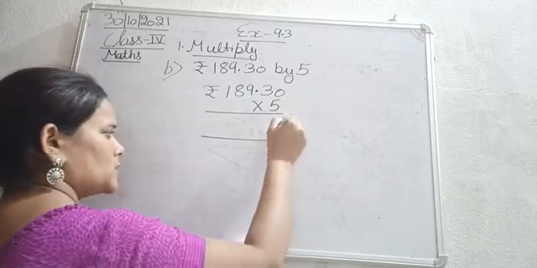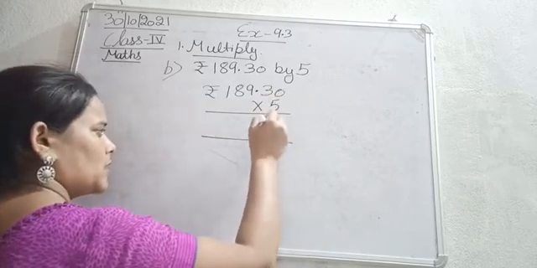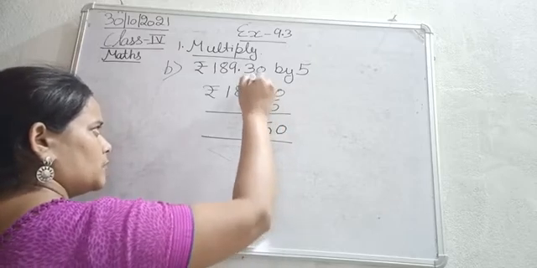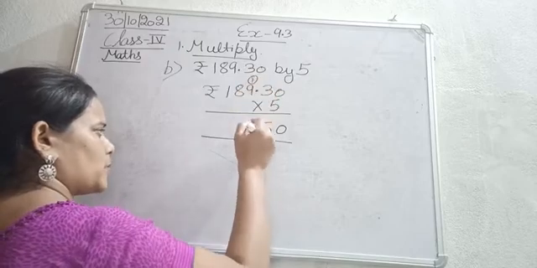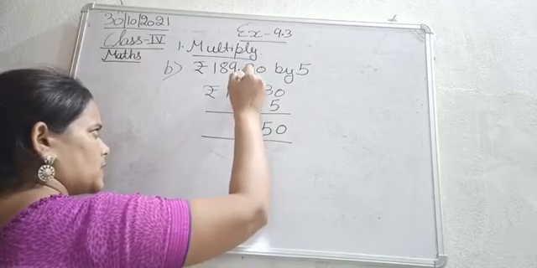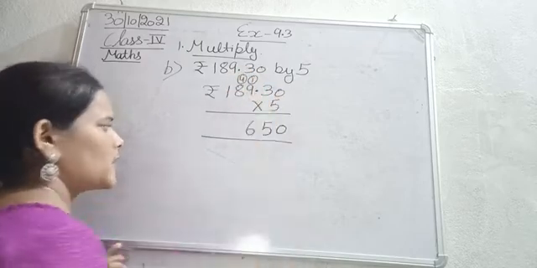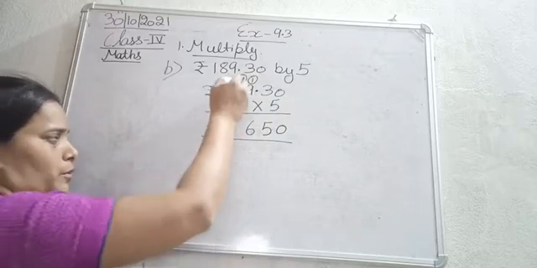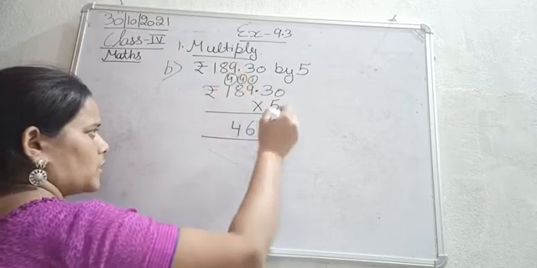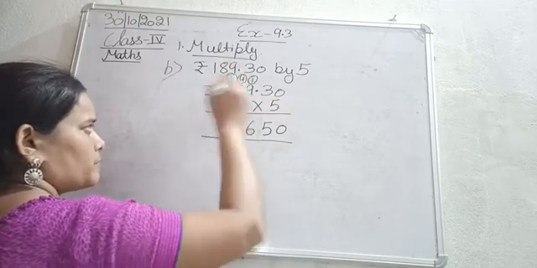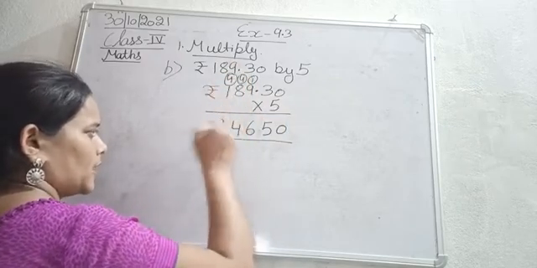5 zeros are 0. 5 threes are 15, 1 will be carried above. 5 nines are 45 plus 1, 46. 5 8s are 40 plus 4, 44. 5 1s are 5 plus 4, that is 9.